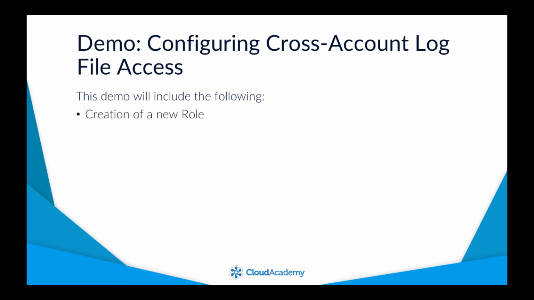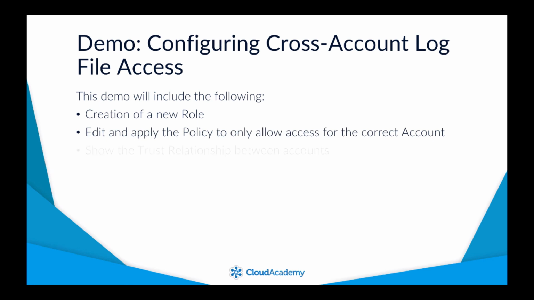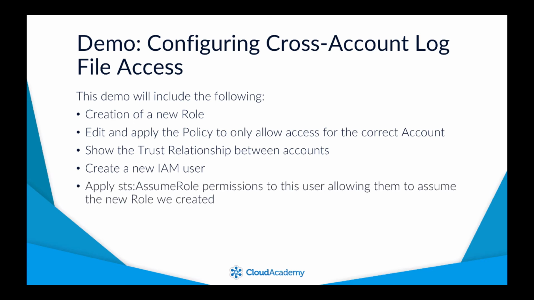I'll create a new role, apply a policy to this role to only allow access for AWS Account B's folder in S3. I'll show the trust relationships between Account A and Account B. I'll then create a new user in Account B, and then I'll create a policy and apply the assume role permissions to this user, allowing them to assume the new role we created in Account A. So let's take a look at how and where we apply these permissions.